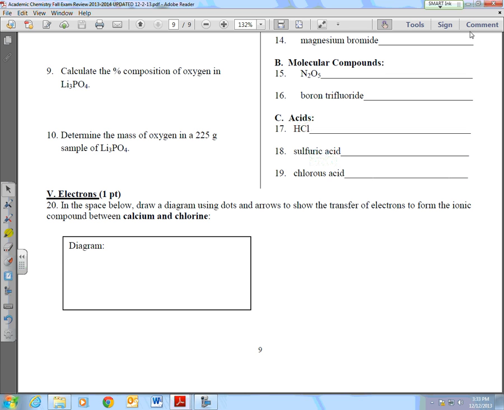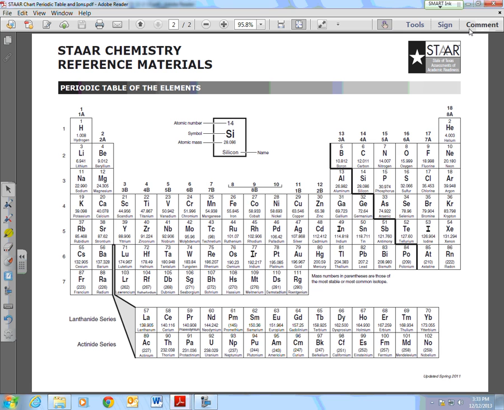In the space below, draw a diagram using dots and arrows to show the transfer of electrons to form the ionic compound between calcium and chlorine. I would say on the last test, this was semi-successful. It wasn't a skill that kids mastered, though, okay? So I want to revisit this for a second, when you're drawing these arrows and what it means. First, when you're drawing the dot diagrams, those dots represent the number of valence electrons. So here's the trend for valence electrons. It goes 1, 2, 3, 4, 5, 6, 7, and 8, except helium, which really just has 2. Everything below that is going to have 8.